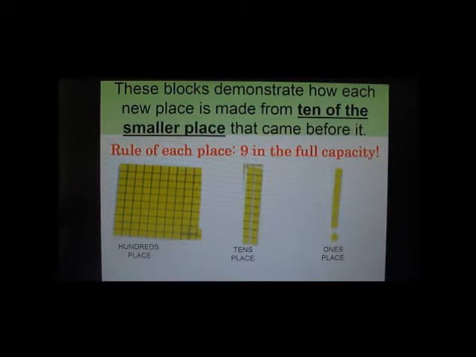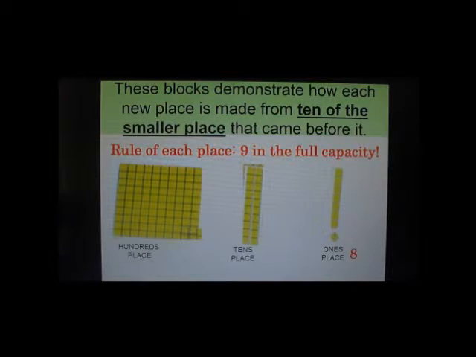But the key is 9 is the full capacity, and hopefully you know that capacity is as much as something can hold. If you have a quart bottle, you can only put 32 ounces into it. Anything else will spill over. Try to put 10 ones in the ones place, it's going to spill over, form a group of 10, and take you into the tens place.